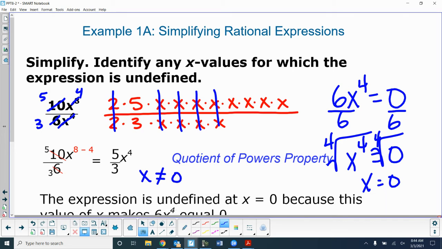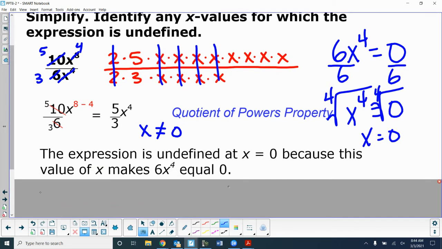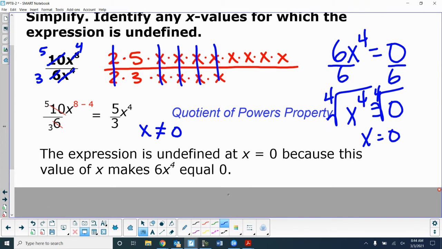That's what we call it. I call it restrictions. That's when it's undefined. All right? It's undefined at x equals 0. So I just write, usually right by our answer, whatever the x value is not allowed to equal. That's what I call restrictions. That's what makes the denominator 0. Okay? So the simplify part is that. Identify, that's that. Okay? So far, so good.